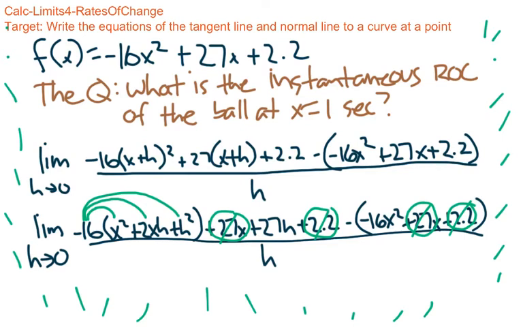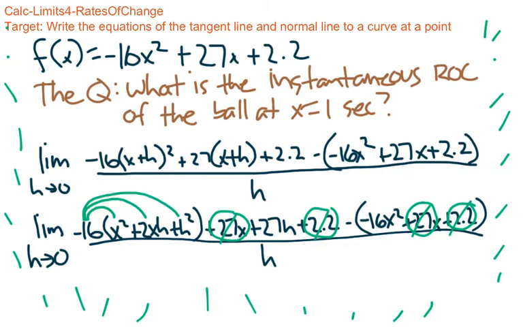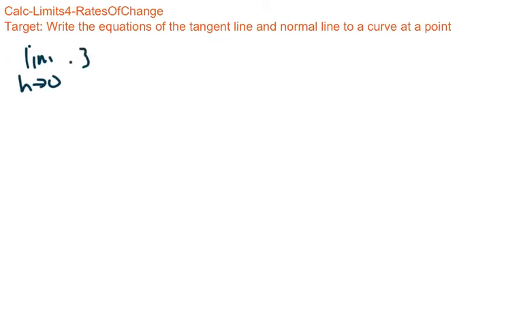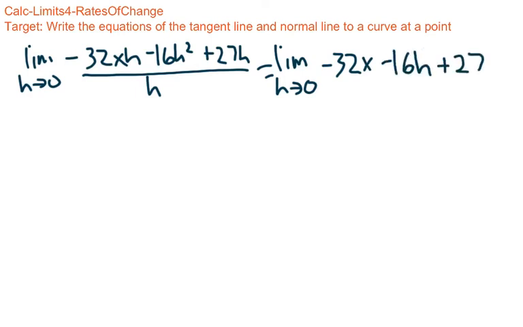So here we go: negative 16x squared, okay, negative 32xh, minus 16h squared, plus 27h, all over h. Still average rate of change, my friends. Factoring out an h, and voila, we have that expression.